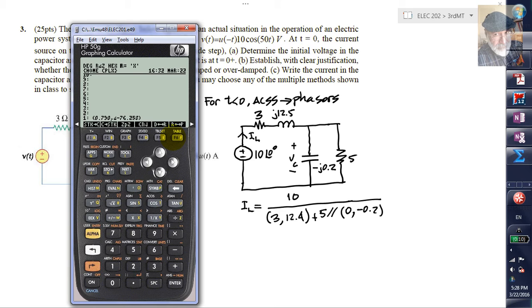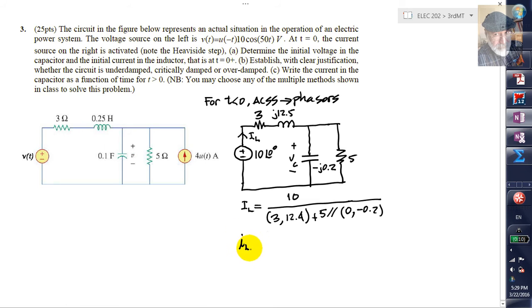Let's write that current as a function of time, and then we can evaluate that at t equals 0 to get the initial current in the inductor. The current in the inductor as a function of time has a peak value of 0.79 and an angular frequency of 50 radians per second from the source and a phase shift of negative 76.26 degrees. From that value, it's going to be easy to find the initial value IL0 of the current in the inductor.